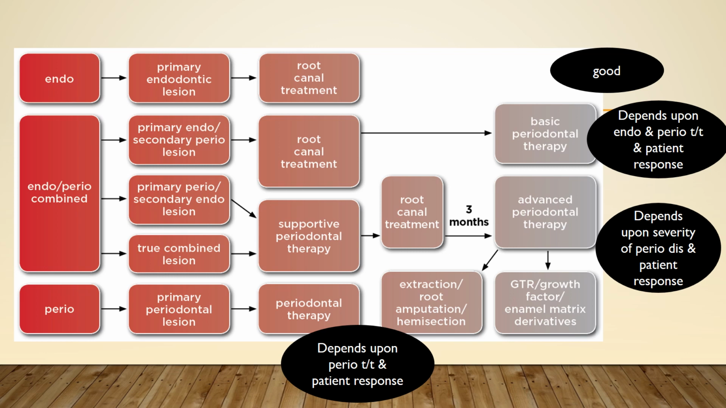So coming to the treatment plan and prognosis of endoperio lesions, the first one is the primary endodontic lesion. This can be treated by root canal treatment, and usually a primary endodontic lesion will get resolved with root canal treatment alone. So the prognosis will be good.